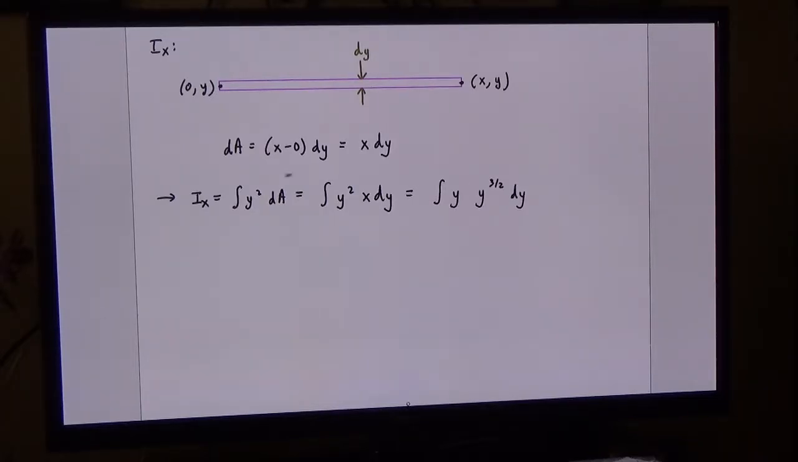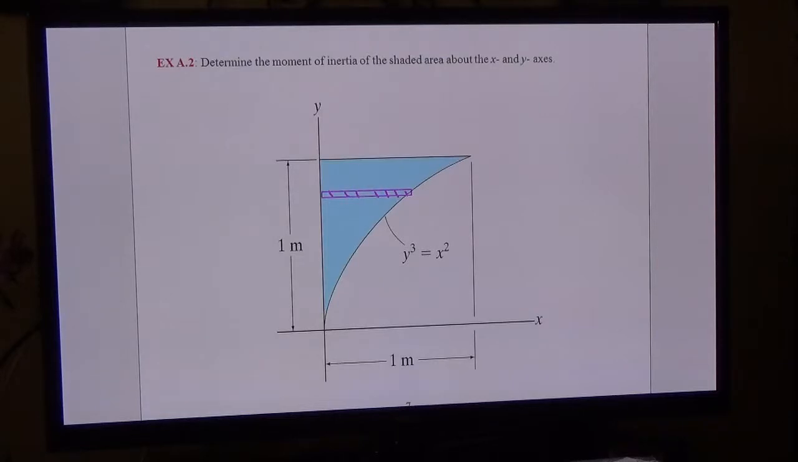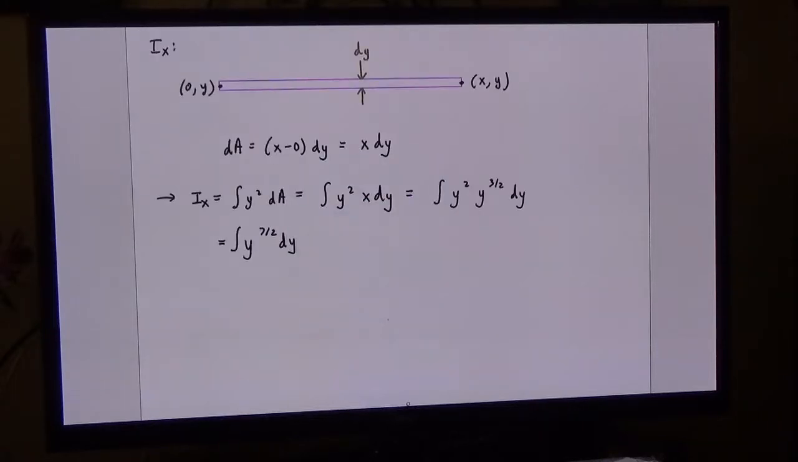Then I can combine y squared times y to the 3/2 by adding the exponents. So 2 plus 3/2, 7/2. My integral is on y, so my limits should be based on the lower and upper bound of y for the area. So at the lower I have y of 0, at the upper y is 1. And then now I just integrate and solve as I would normally.